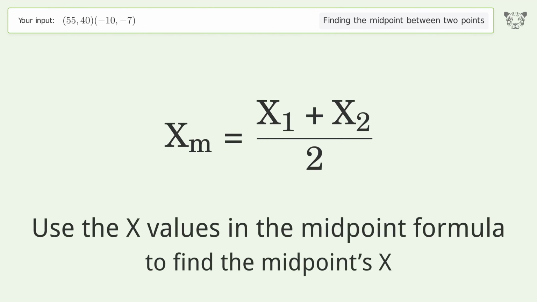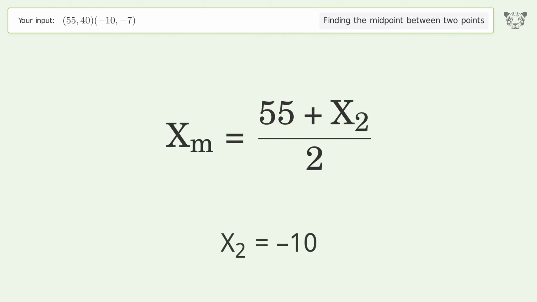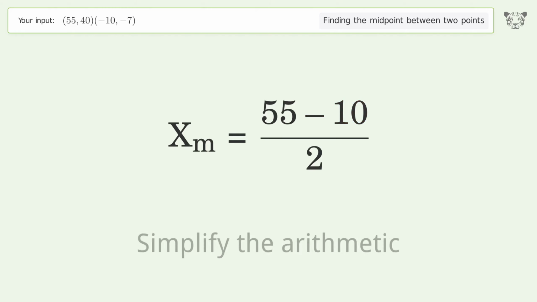Use the x values in the midpoint formula to find the midpoint's x. x1 equals 55. x2 equals negative 10. Simplify the arithmetic.